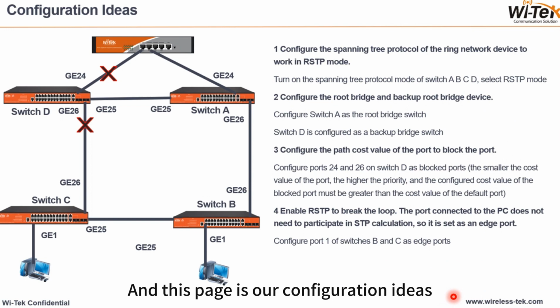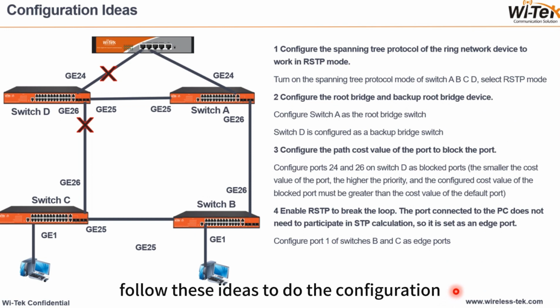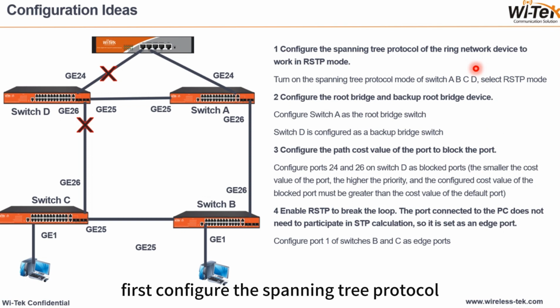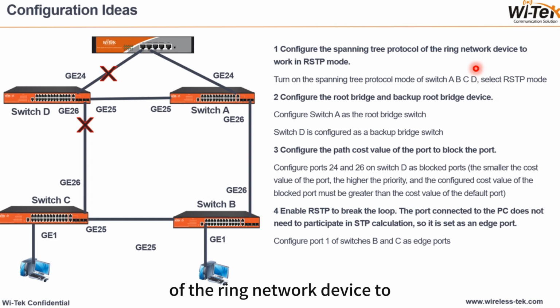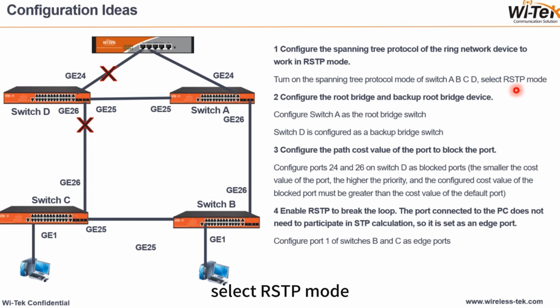And this page is our configuration ideas. Later, we will follow these ideas to do the configuration. Let's have a look. First, configure the spanning tree protocol of the ring network device to work in RSTP mode. Turn on the spanning tree protocol mode of switch A, B, C, and D. Select RSTP mode.